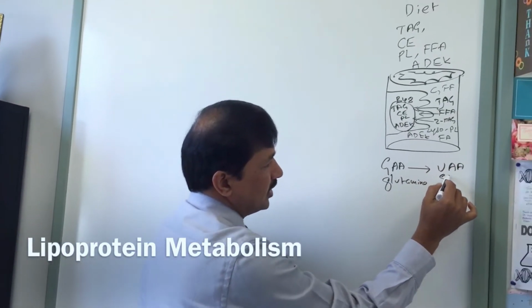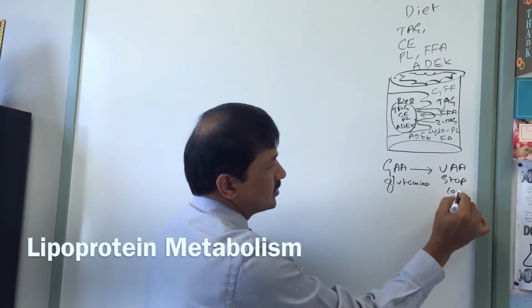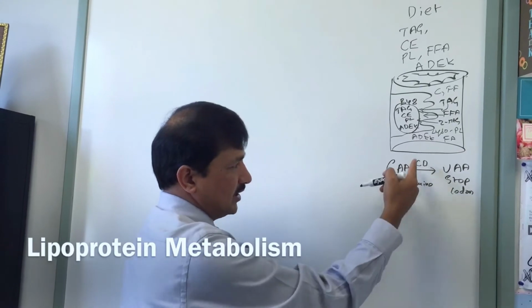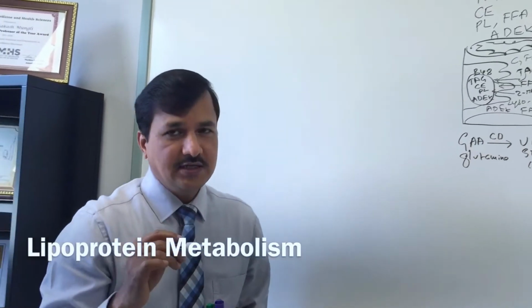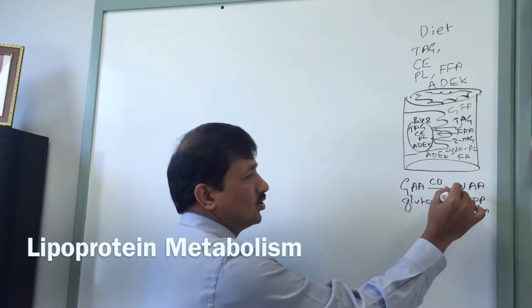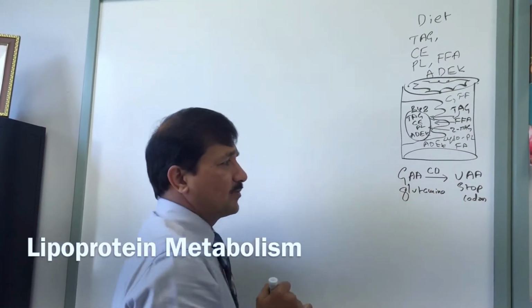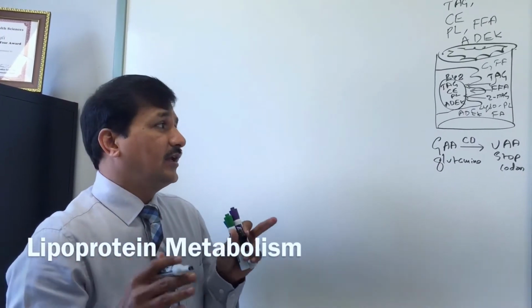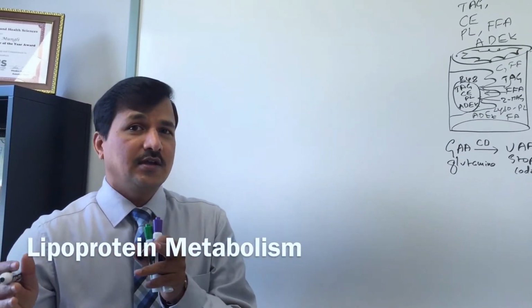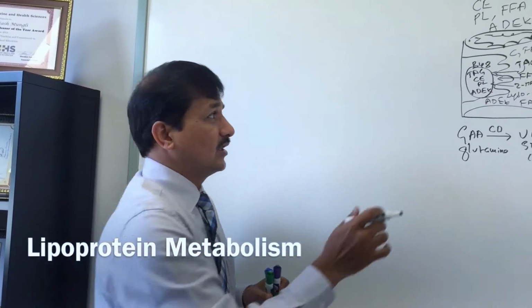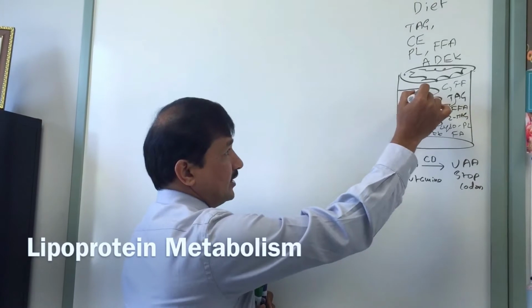And as you all know, UAA is a stop codon. So this job is done by the cytidine deaminase enzyme. I am just writing it as CD here. Because of that, UAA becomes a stop codon and translation is stopped. And this happens when 48% of your mRNA for ApoB100 is translated. That's why you get ApoB48 here.